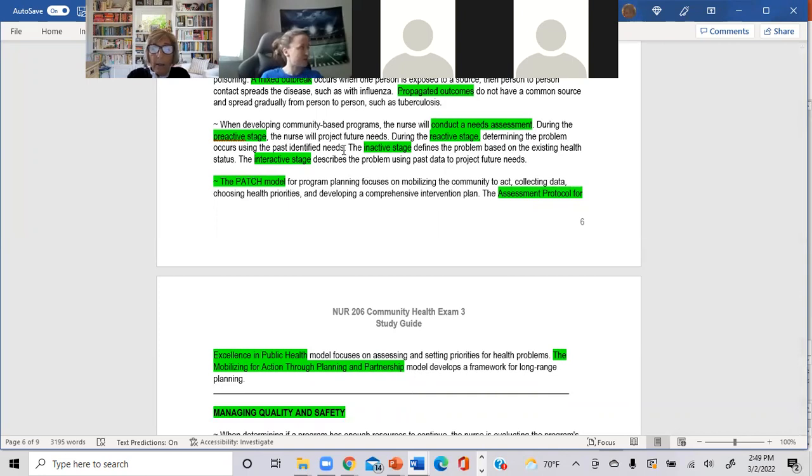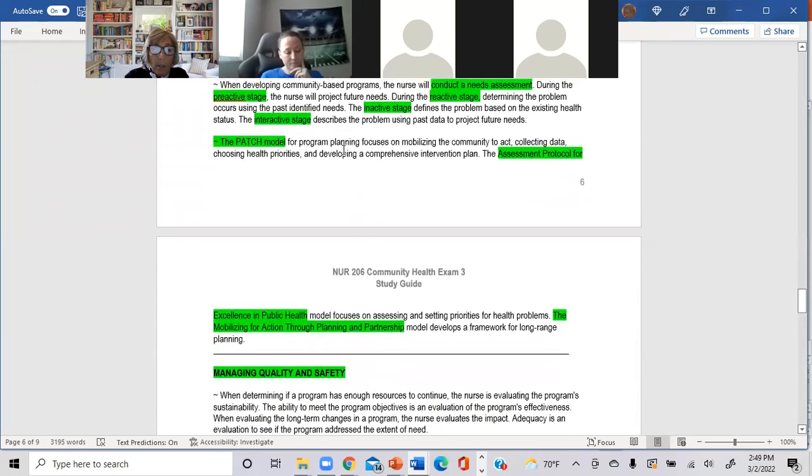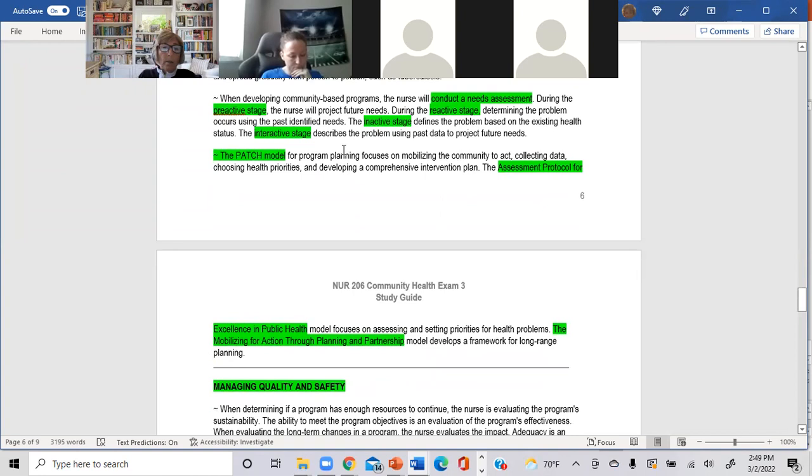Okay, and then the last part of this section are different models in program planning that focuses on certain things. So for example, the patch model focuses on mobilizing the community. You want the community to participate. You want to collect data from the community, choosing health priorities, developing comprehensive plan. The patch model, you want to include the community in.